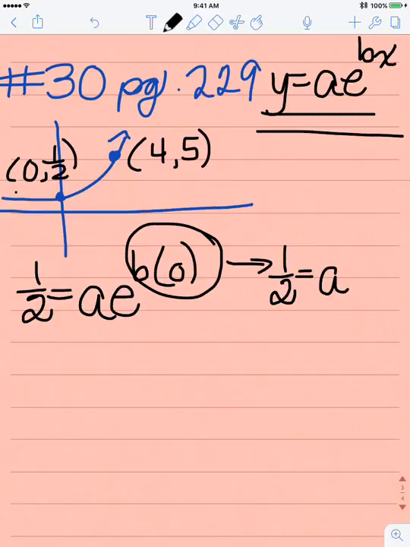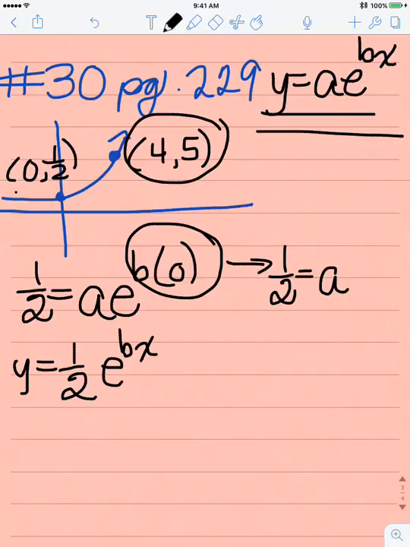So let's go back now. y equals 1/2. We're not done. We're just getting closer to the answer. 1/2 times e to the bx. So our job is to solve for b, but we have one less unknown now. So I'm going to use this other point, the 4 or 5, to solve for b.